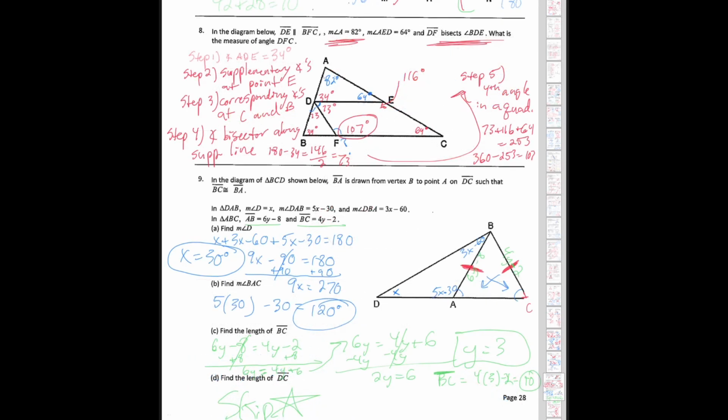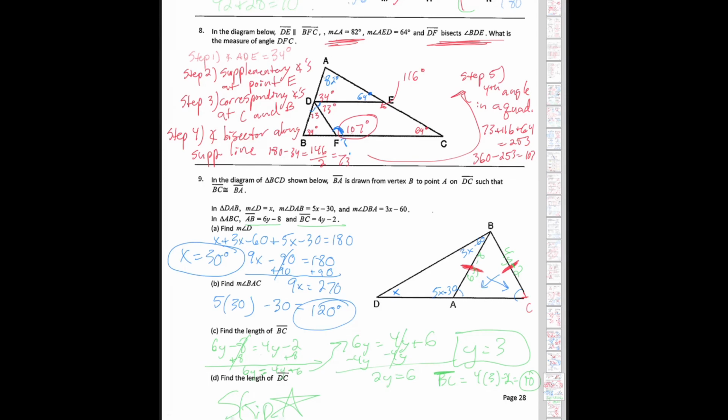So if we take a look at number 8, we have some parallel lines inside a triangle with some alternate interior angles, corresponding angles, bisectors, and maybe supplementary angles. So one angle is going to build off another here. In the blue, these are the angles we're given. We're given angle A is 82 degrees, angle AED is 64 degrees, and that DF bisects angle BDE. We're looking for the measure of angle DFC. That's this angle down here.